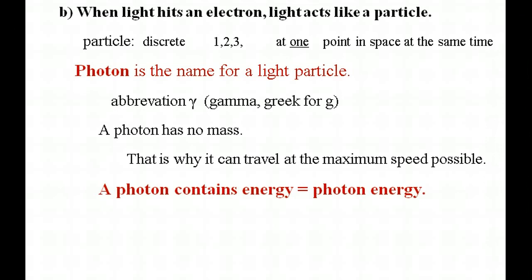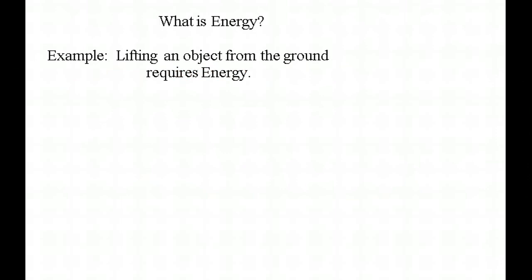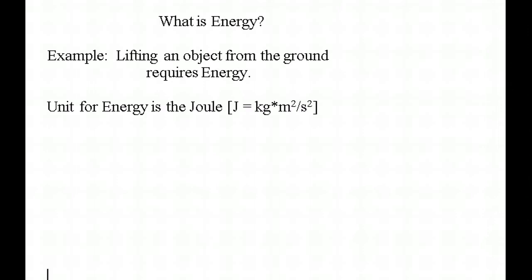That is photon energy. What is energy? That is not easy to answer, but we can give you an example. For instance, lifting an object from the ground requires energy. The unit for energy is the joule, abbreviated as J. And J is equal to kilogram multiplied by meter squared divided by second squared.